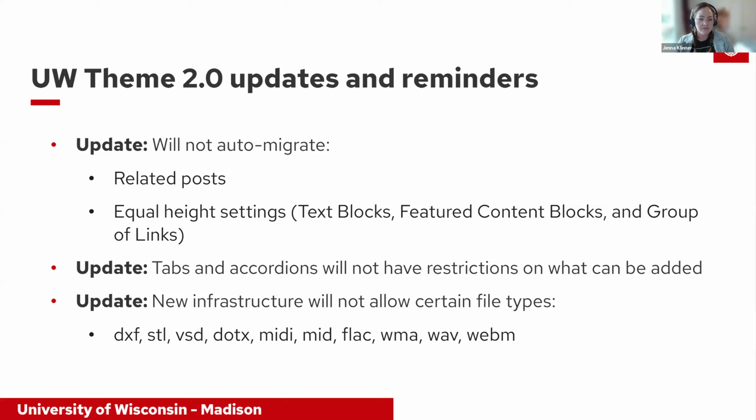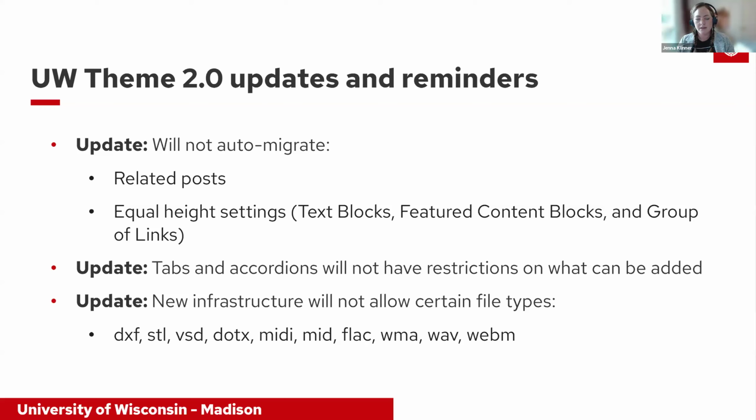I wanted to update. We did assess a few things, and there's some things that will not auto migrate. These are new things. So related posts, if you have related posts on your posts, you'll need to manually reset those for any previous posts that you had. And equal height settings, this just turned out to be a tricky one. So we're not going to honor equal height, but we will give some guidance on how best to accomplish that in a future state. Noting that, and then tabs and accordions.